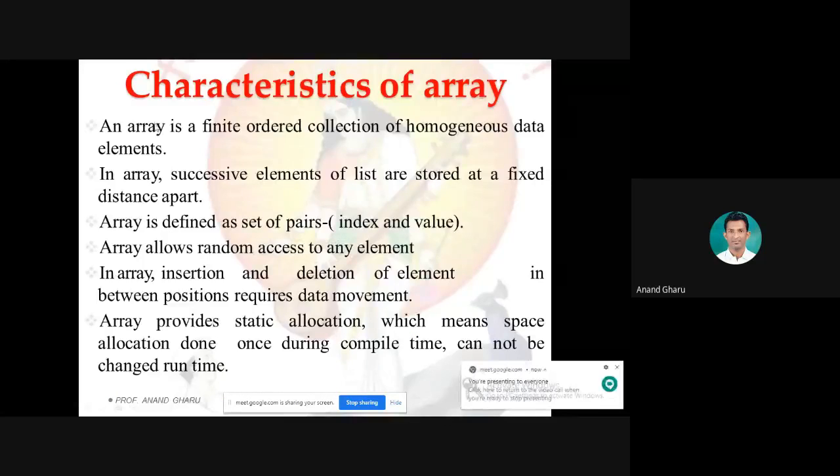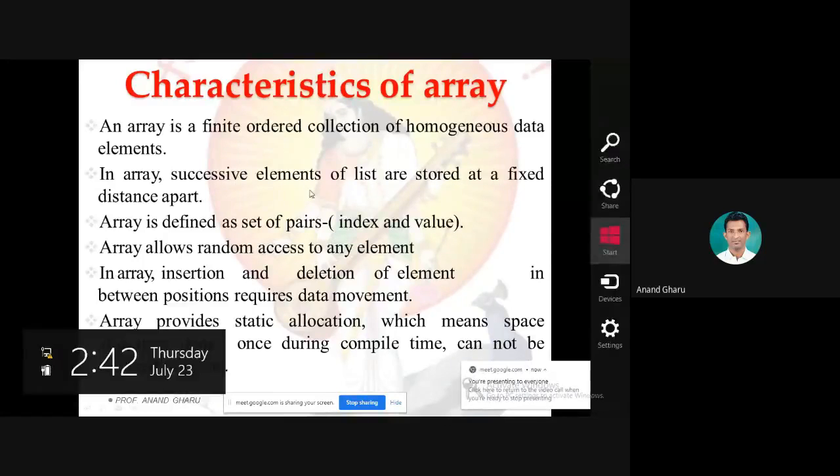Point note down करून ठेवा. Array is a finite ordered collection. It stores the sequential elements in fixed memory. Array is defined as a set of pairs, index and value. Array allows random access or direct access.